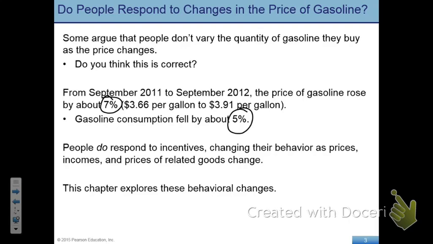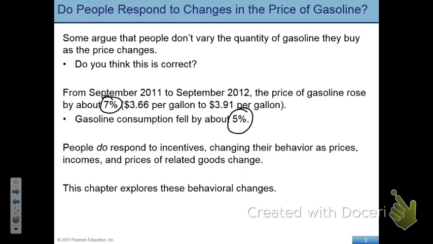Is that a big deal? Should sellers of gasoline be worried about the fact that whenever they raise the price by 7%, quantity demanded really went down by 5%? Now you have to be very careful about this, right? You might think that a 5% decline in the quantity of gasoline is not a big deal, but it is.